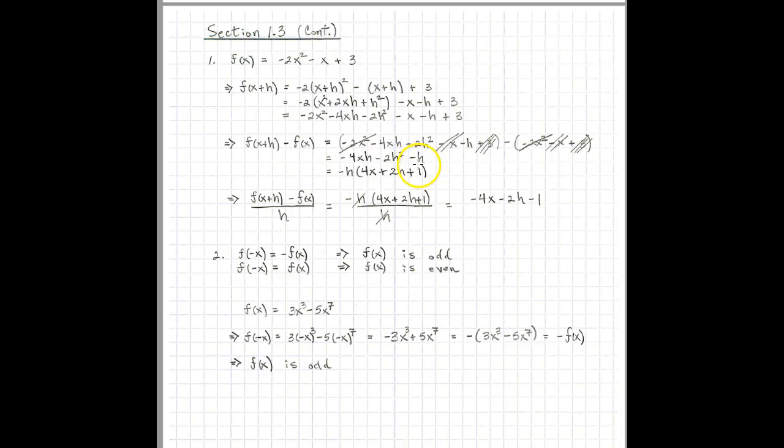The nice thing about this is notice every single one of these terms has an h in it, so I can factor out an h. By the way, every single term here has a minus 1 in it. I'll factor out a minus 1 too. So I'm going to factor out a minus h. That leaves me with minus h times the quantity 4x plus 2h plus 1. Okay, then finally when I take that f of x plus h minus f of x and divide it by h, these h's cancel and I'm left with, when I distribute it through, minus 4x minus 2h minus 1. So that's example 1.